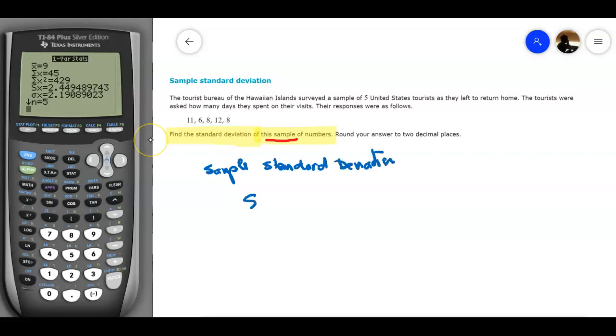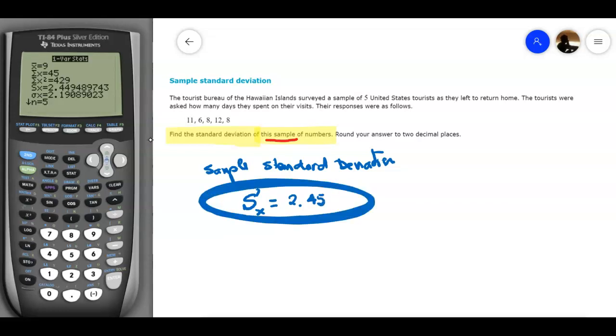sample standard deviation is Sx, and this is equal to 2.4494. You want to round to two decimal places, so you're going to be 2.45. All right, and that's basically all for this question.